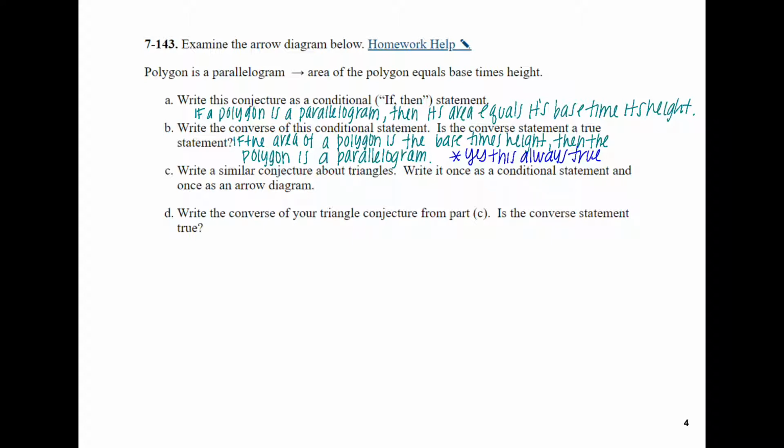Moving on to letter C, it says write a similar conjecture about triangles. Write it once as a conditional statement and once as an arrow diagram. So we can say if a polygon is a triangle, then its area equals 1/2 base times height.